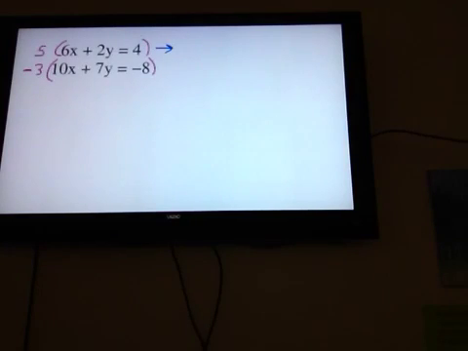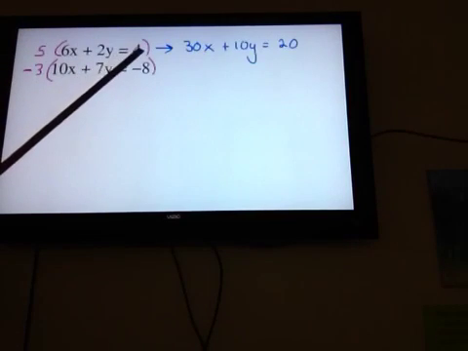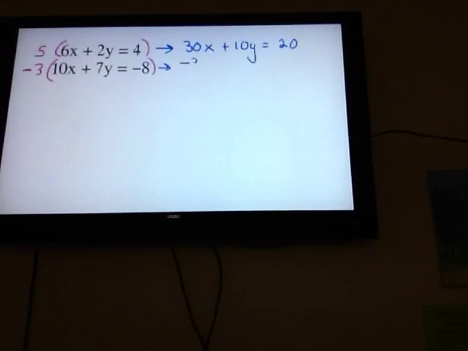Okay? So I multiply through and I have 30x plus 10y equals 20. I would tell you now that the most common mistake that people make on these questions is forgetting to multiply over here too. Okay, like leaving that a 4. On the bottom, negative 30x minus 21y equals 24.